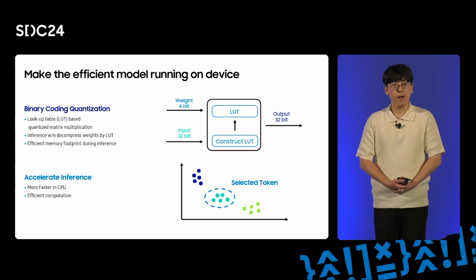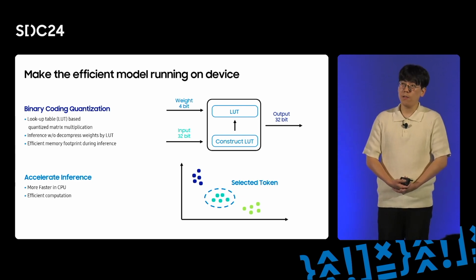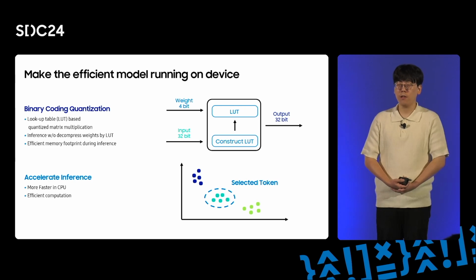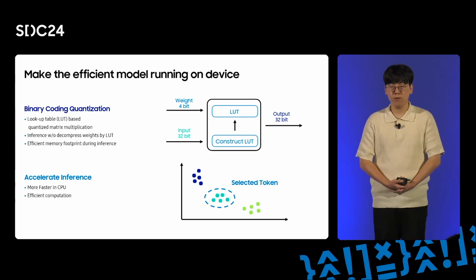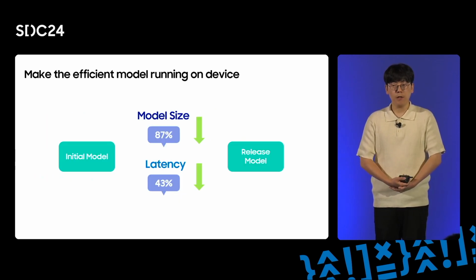So we have developed a locality-sensitive hashing algorithm for our quantized model. We improved the inference speed by selecting the tokens with the highest similarity using fewer computations, and then we perform the final computations on these tokens. This way we can accelerate inference speed. With these methods, we are able to compress the model, reducing the size by 87% and latency by 43% on an on-device CPU.